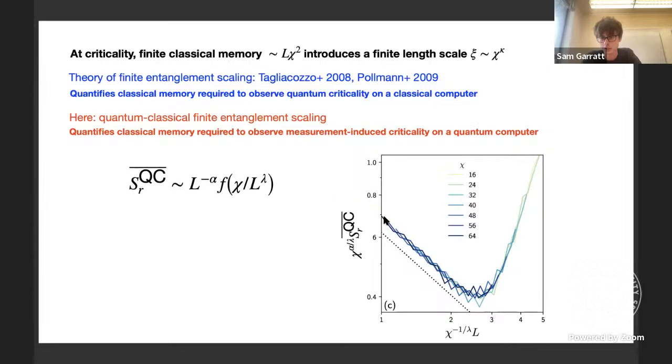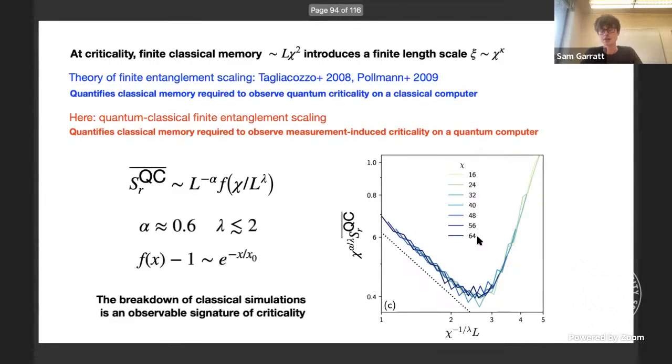So I can take a number of different system sizes and a number of different bond dimensions, and I can plot the appropriately scaled quantum classical entanglement entropy. And I indeed find this remarkable collapse over a large range in bond dimension. What this is showing you is that the way your simulation breaks down at the critical point is actually the observable signature of criticality.